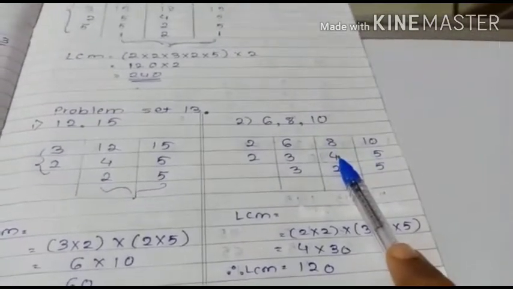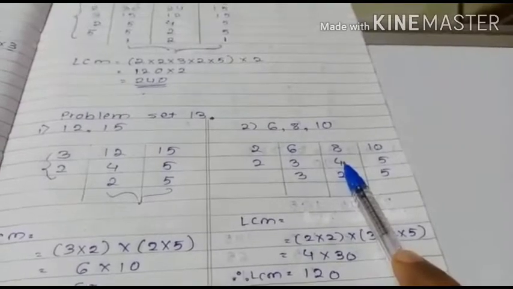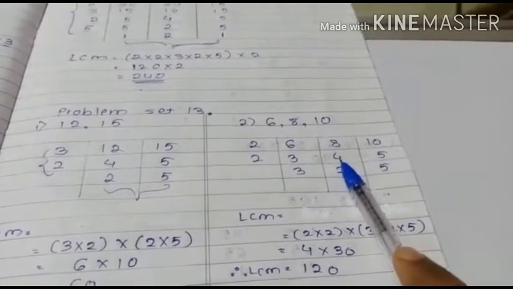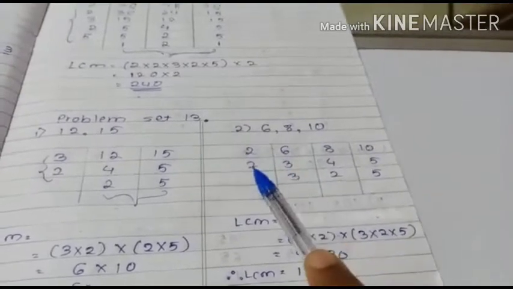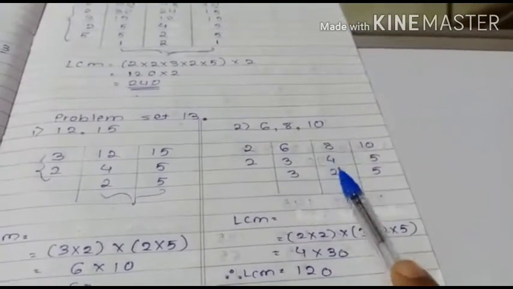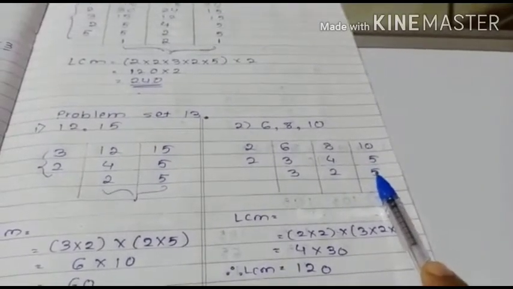Now 4 is a composite, so I have to divide that number by the lowest prime number. Which is the lowest prime number? 2. So what will come? 3 remains as it is. 2 2s are 4, so what answer will come? 2 here. And 5, as a prime, remains as it is.